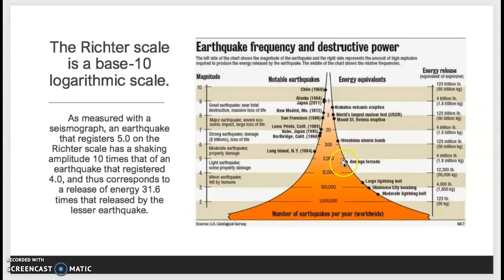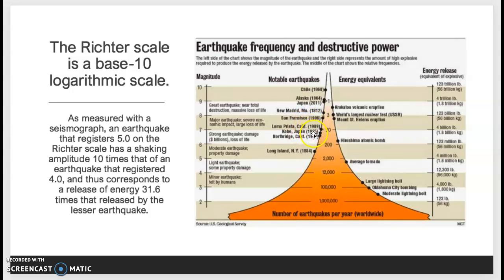If you look at a tornado, that's up here by like a 4 or 5. The Hiroshima atomic bomb released a little over 123 million pounds. And we have had earthquakes that have released more than that. So if you look in 1994, there was a big earthquake in California, Northridge. In 1995, Kobe, Japan. Loma Prieta, California, 1989. That was a huge one.